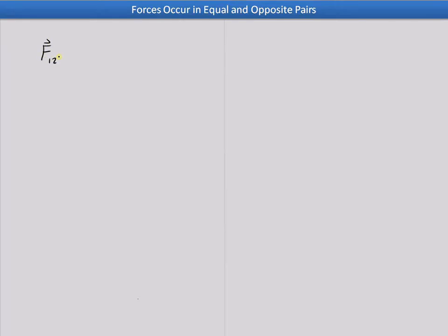So the way we're going to write this is the force of object 1 on object 2 is equal and opposite to the force of object 2 on object 1. Opposite here means opposite direction, since after all forces are vectors. And that's Newton's third law.